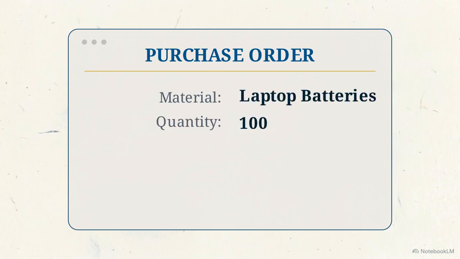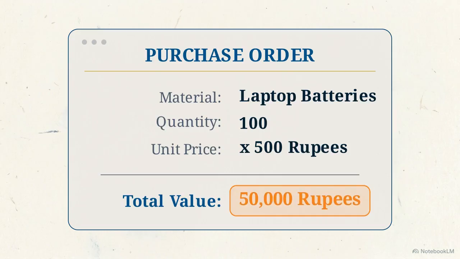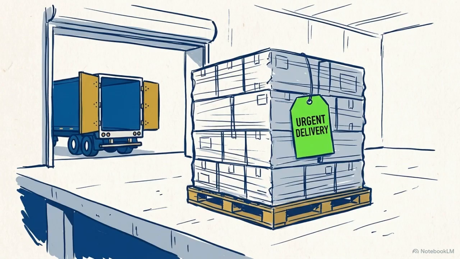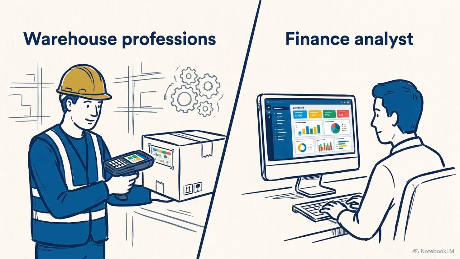This diagram shows the specific transaction we are going to trace, a purchase order for 100 laptop batteries, priced at 500 rupees each, for a total value of 50,000 rupees. Tracking this exact 50,000 rupee value from the loading dock to the final vendor payment exposes the exact mechanics SAP uses to keep materials management and financial accounting perfectly synchronized.